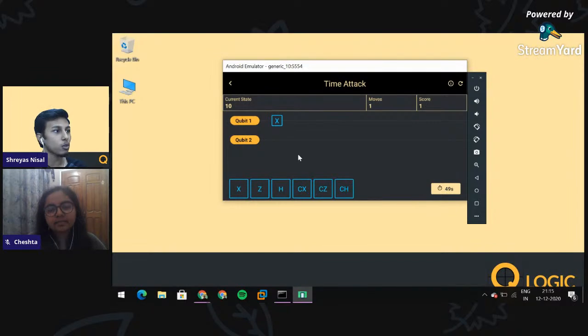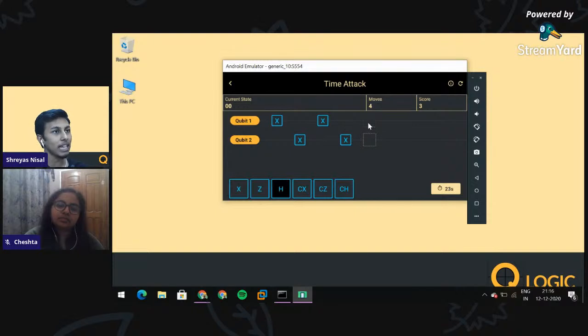I get a +1 here in my score. If I apply the X gate here, that's 1, 1, which is another unique state. I get another +1. And if I apply an X here again, I go to 0, 1, which is another unique state. And now let's see, if I go to a state that I already had before, it won't give me any new score. So this is what it looks like.